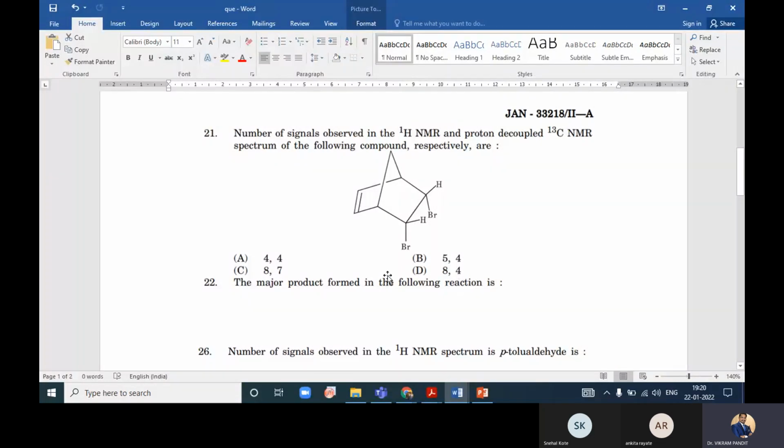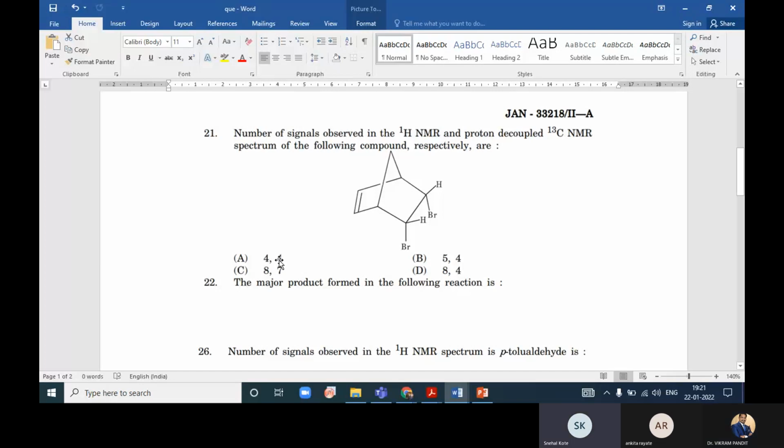But now what about the H1 NMR? For H1, a similar type of plane will be there. One signal, second signal will be here, third signal will be here, and the fourth signal is of this particular hydrogen. Okay, so 4 and 4 again, option A is correct. Now this type of question, they are asking for 4 marks.